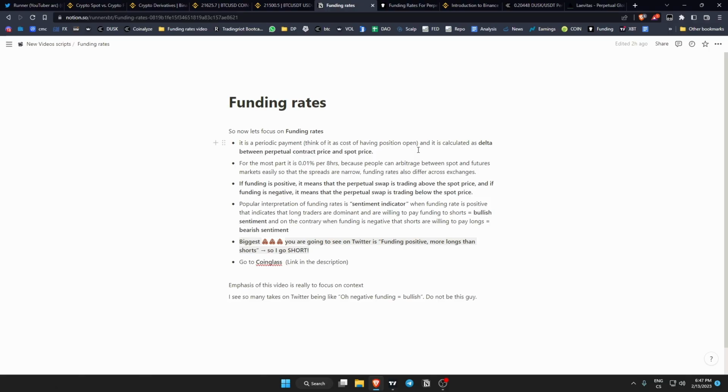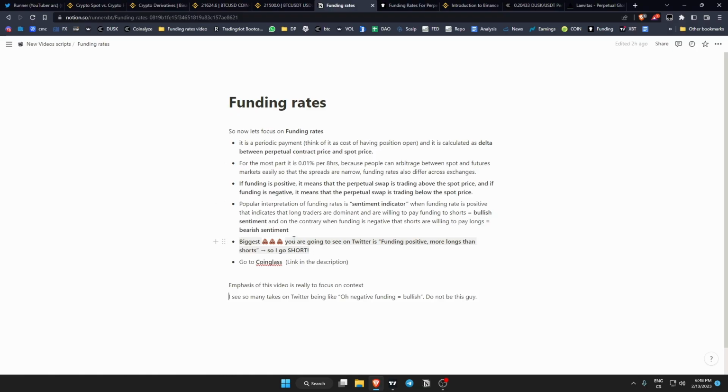Keep in mind that funding rates also differ across different exchanges, as I'll show you in a second. So maybe on Binance you'll have one funding rate, but on another exchange it will be slightly different. If funding rate is positive, it means the perpetual swap is trading above spot price, and on the contrary, if funding is negative, it means that the perpetual swap is trading below the spot price.